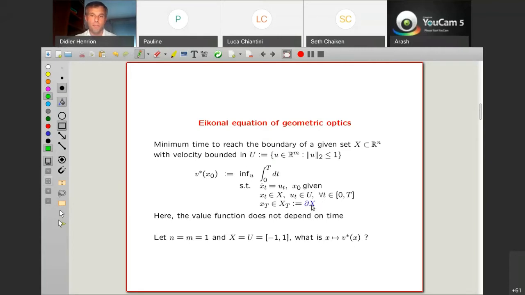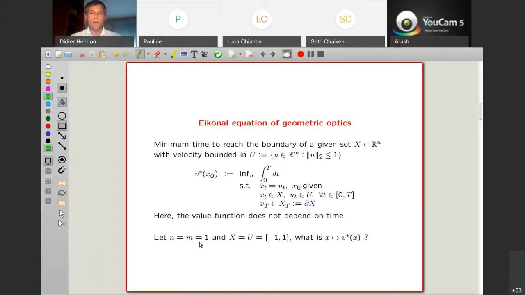So here it's rather easy to observe that the value function does not depend on time, just because if I start the differential equation at time 0 or later on, this will not change the value. There is no explicit time dependence here. We want to be as fast as possible, whatever the starting time is. So without loss of generality, we choose 0 as the starting time. And the value function V star is only a function of the initial condition. So its domain is capital X.